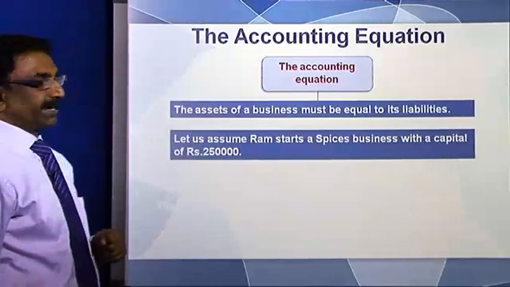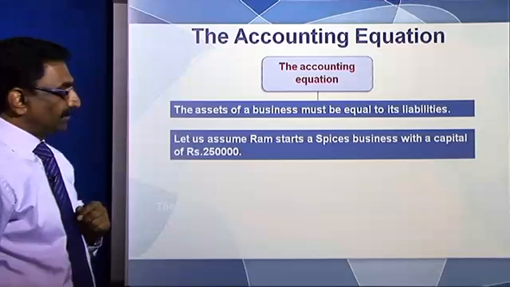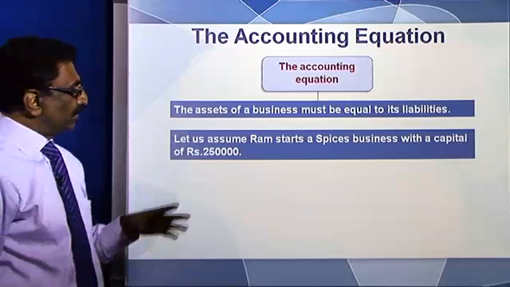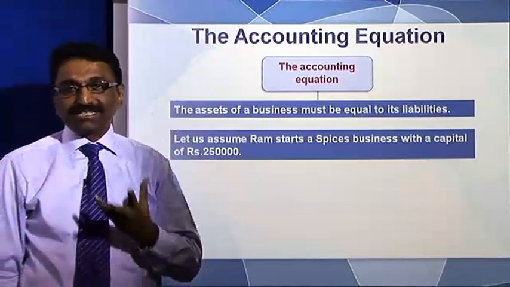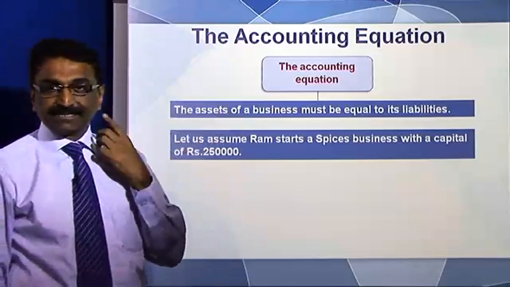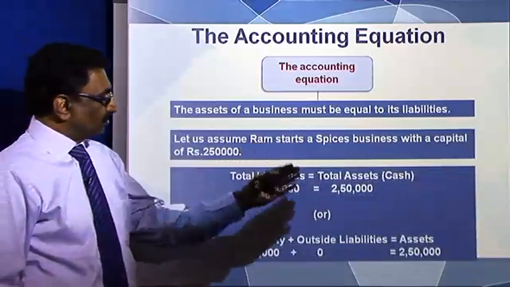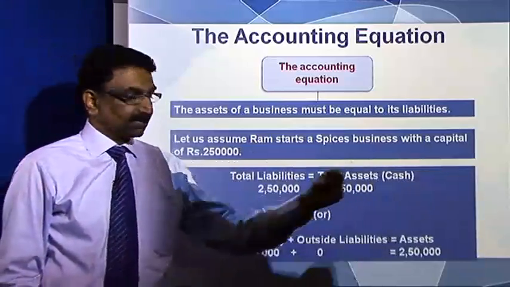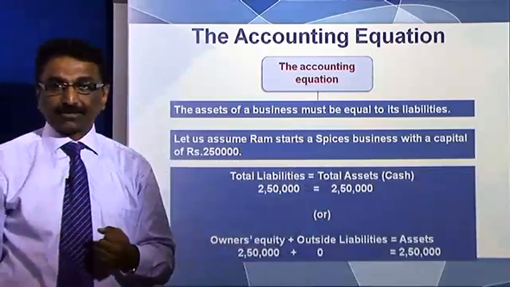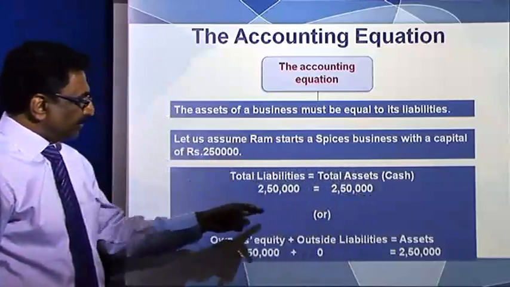This is a business of spices which Ram has started, and he has put in a capital, his own money, into the business of 2,50,000 rupees. So now what is the accounting equation as far as that business is concerned? It will look like this: total liabilities is 2,50,000 and total assets, which is in the form of cash which Ram has brought in, is 2 lakhs 50. This is easily understandable, but you may ask, what is this?